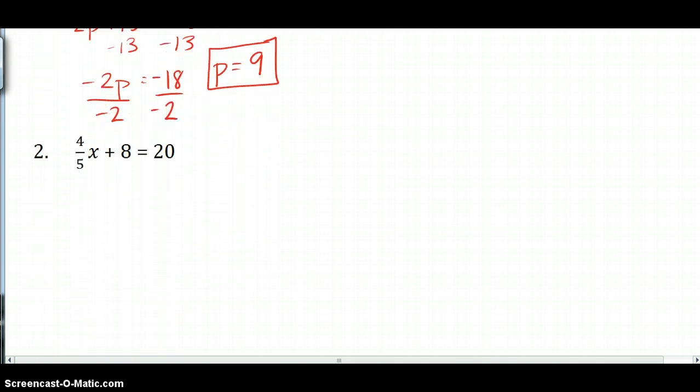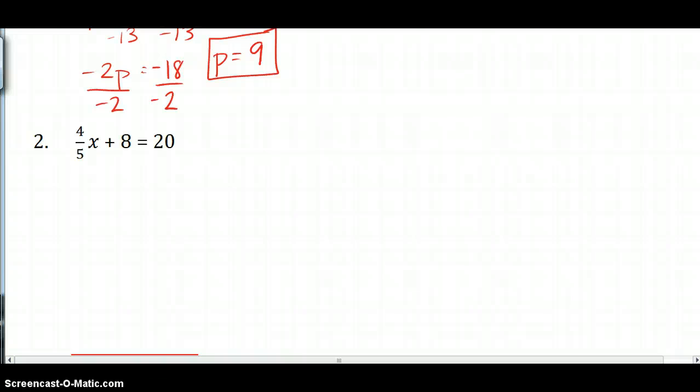The next one is similar, except this time we have a fraction involved. First thing you want to do is get the x all by itself. So I'm going to subtract the 8 to the other side. So the x is by itself. So now I have 4/5 x equals 12.